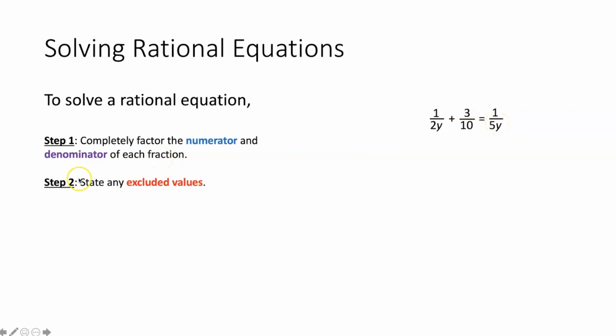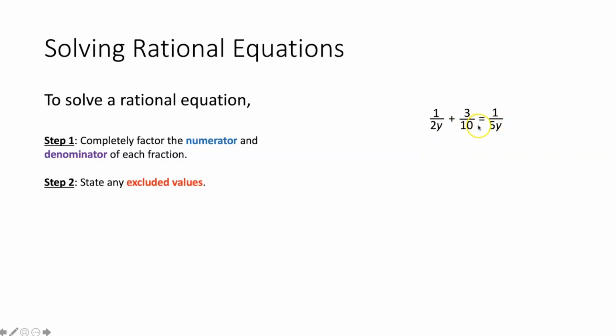So we can move on to step 2, where we state any excluded values. Those would be values of your variable, in this case y, that would cause any of these denominators to equal 0. If you're not sure how to get that, you just set each denominator equal to 0 and solve for y. Here, if I set 2y equal to 0, solve for y, divide both sides by 2, I get y is equal to 0. That's one of our excluded values.